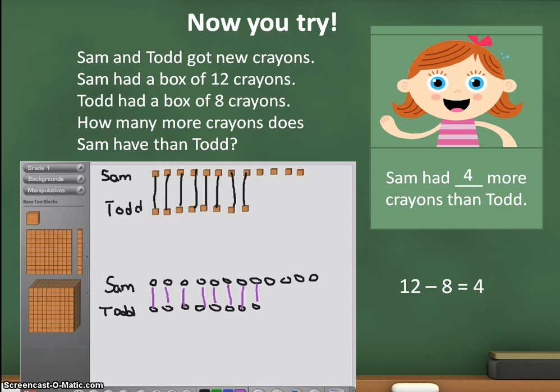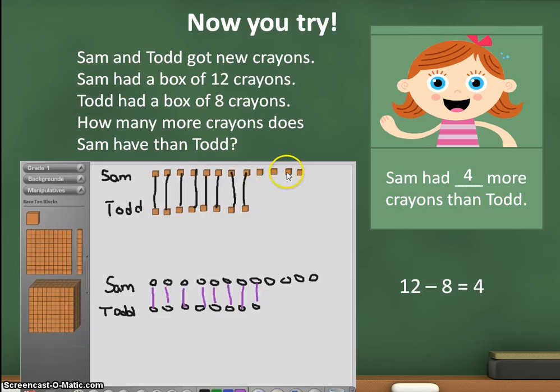All ready? Good job. Let's do it. As I hinted before I let you pause the video, we have to look at those words, how many more. That gives us a big hint that we're supposed to be comparing. So this isn't just any addition or subtraction problem, it is a comparing problem, which we have learned that comparing is subtraction usually. We lined up the crayons that Sam had next to the crayons that Todd had, and we matched them up 1 to 1, which is what we're supposed to do when we're comparing. When I did that, I made sure I didn't leave any out, and all the extras are on the end.